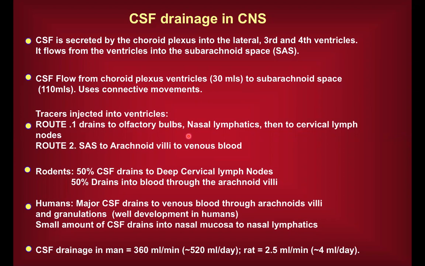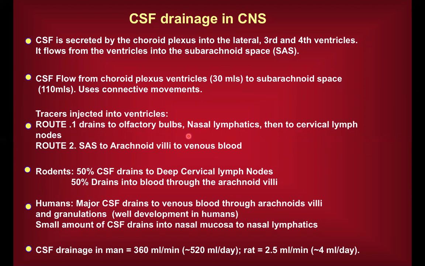It uses convective movements to do this. So if I was to inject tracers into the ventricles, we'll see two major routes. We'll find that the CSF will drain into the olfactory bulbs, through the nasal lymphatics to the cervical lymph nodes. So you do see drainage of the CSF, and it can also drain through the subarachnoid space directly into the blood. So in rodents, 50% of CSF drains to the deep cervical lymph nodes, and 50% of it drains through the subarachnoid space, meaning that there is a recycling of CSF, and it is dumped into the bloodstream, or it does drain into lymph nodes. So this is not really the mystery of the lymphatic system. We'll explain more about that.